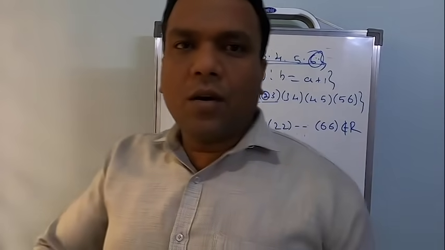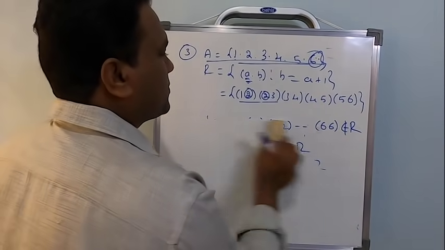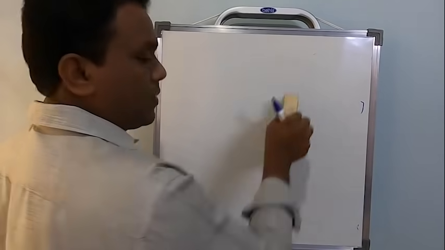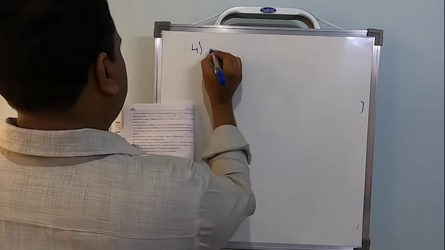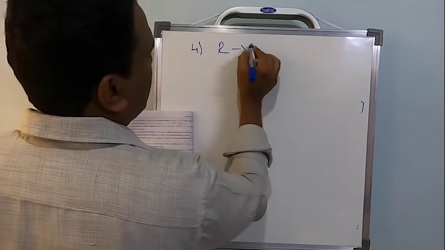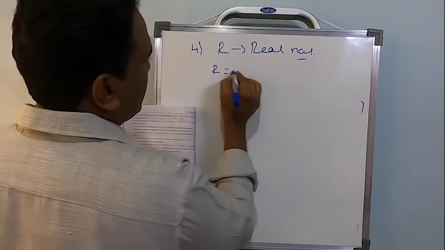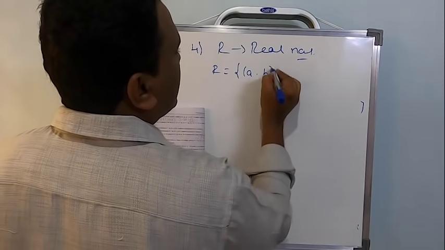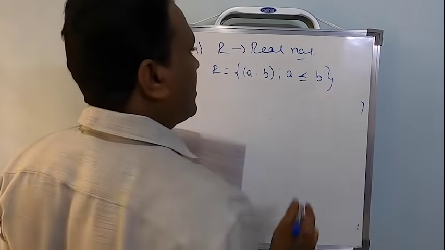Okay students, now let's move on to the next one. Problem number 4. Problem number 4 is given by, what is the set given as? The set is defined on R. So R stands for real numbers. On this, there is a relation defined. This contains ordered pairs (A, B) such that A is less than or equal to B.